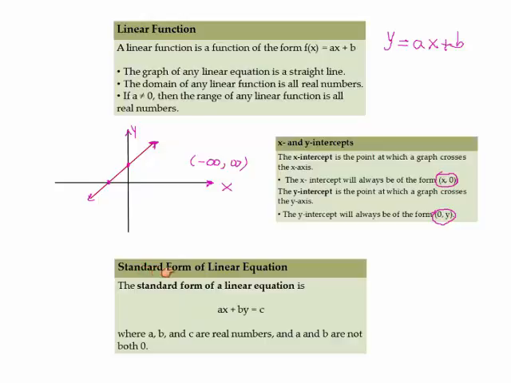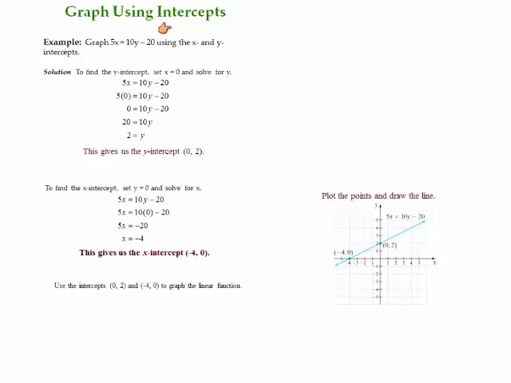We also talked about the standard form of a linear equation. The standard form is ax plus by equals c, where a, b, and c are real numbers. Graph using intercepts. Let's take a look at this example. We have 5x equals 10y minus 20. We want to use the x and y intercepts to graph it. All we have to do is let x equal 0 and solve for y, and let y equal 0 and solve for x. And these would be your x and y intercepts.